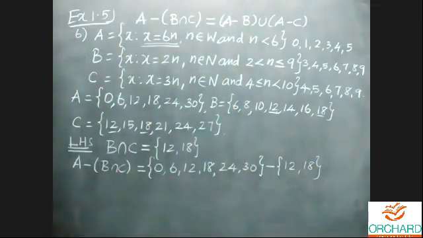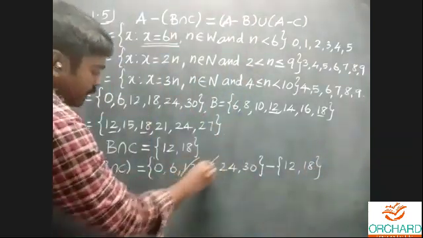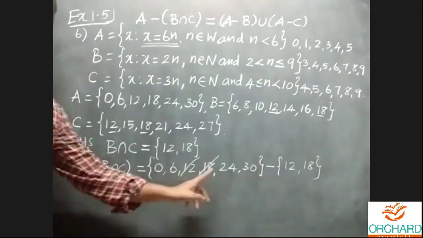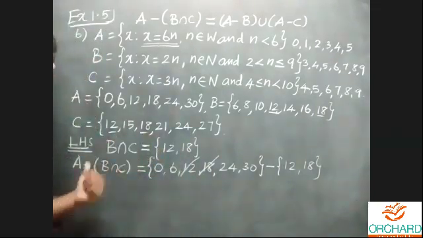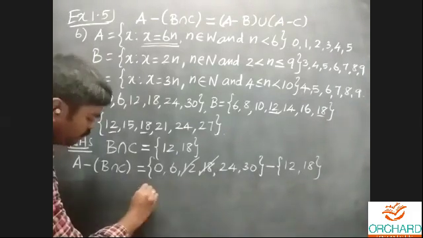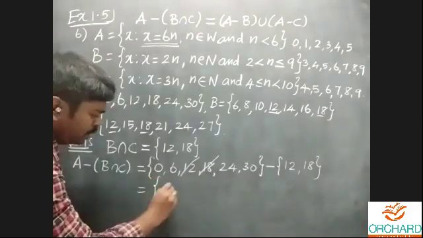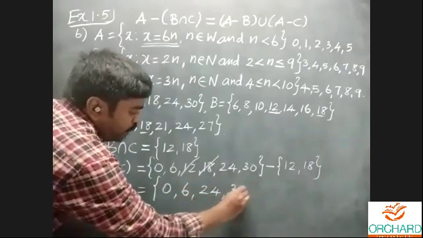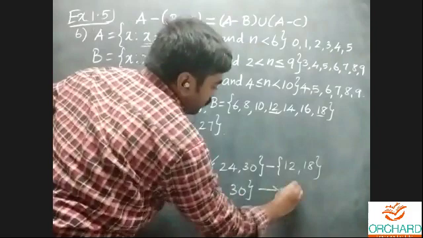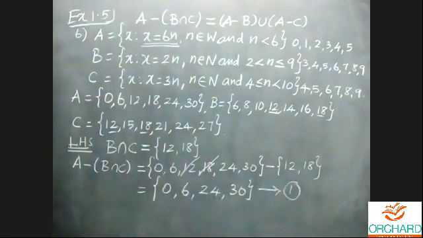Now we can remove the common elements 12 and 18 from the first set, A. After removing them, what are the remaining elements? 0, 6, 24, 30. Call this equation number 1. This is for your left hand side.